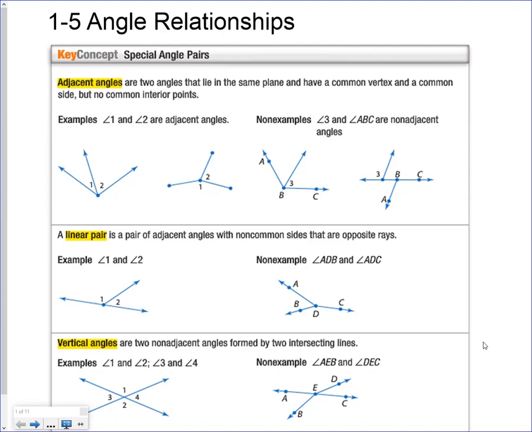A linear pair is a pair of adjacent angles with non-common sides that are opposite rays. And then vertical angles on the bottom there, that was the third part of our Wednesday activity. They are non-adjacent angles formed by two intersecting lines.